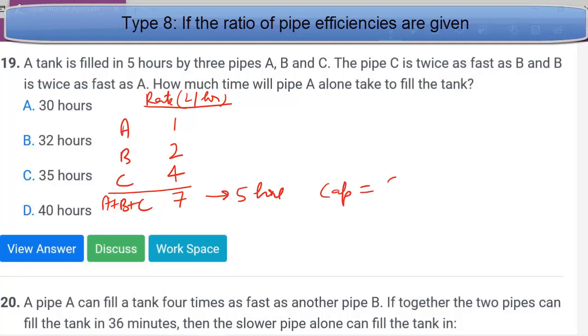So 35 liter is the capacity, and the question is how much time will pipe A alone take to fill the tank. So pipe A is filling 1 liter per hour, so time taken by pipe A will be 35 by 1, that means 35 hour. Okay, so answer C.